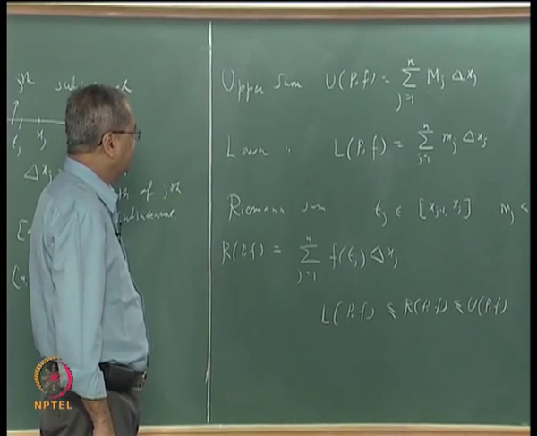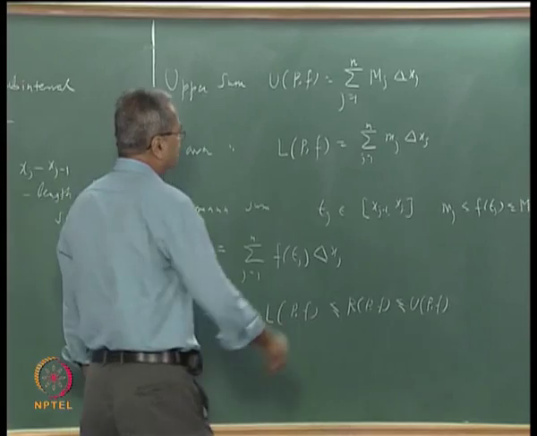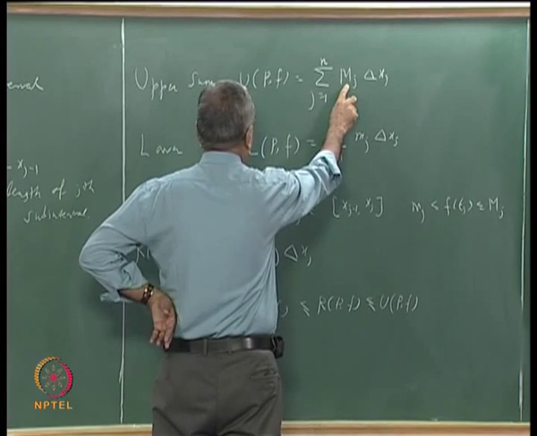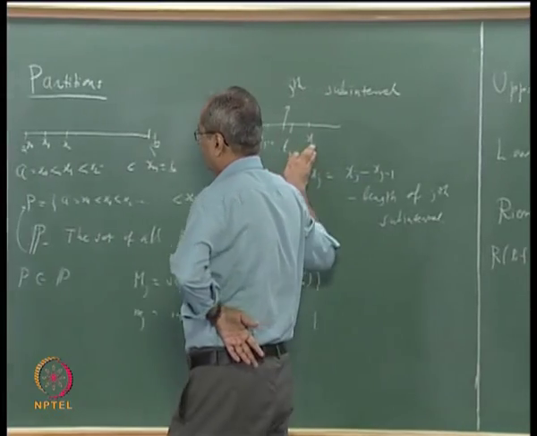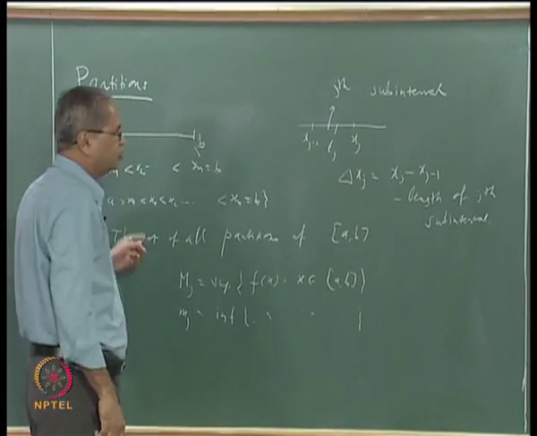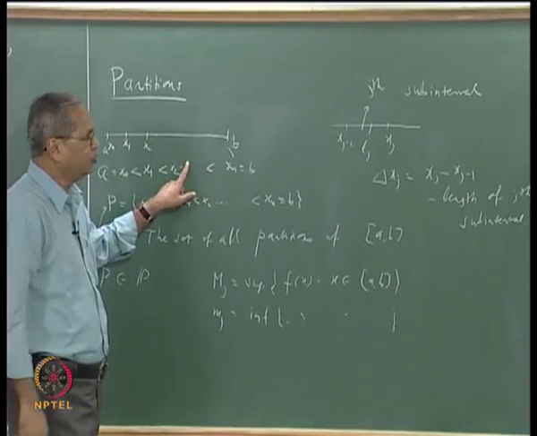One more thing we can see is that this big Mj is a supremum over this subinterval xj minus 1 to xj, whereas this big M is the supremum over the whole interval a to b.